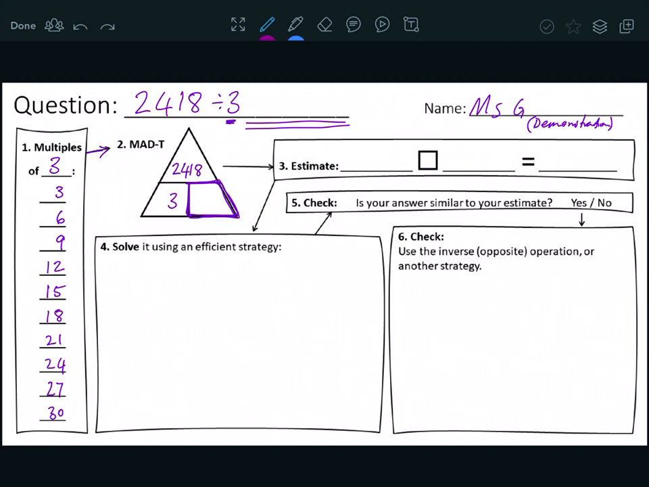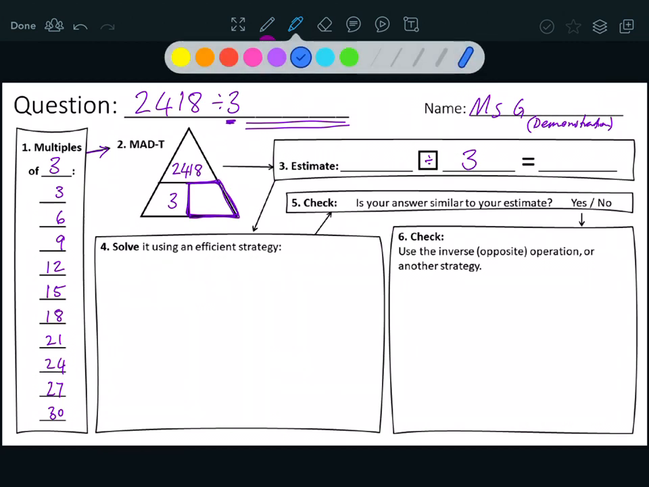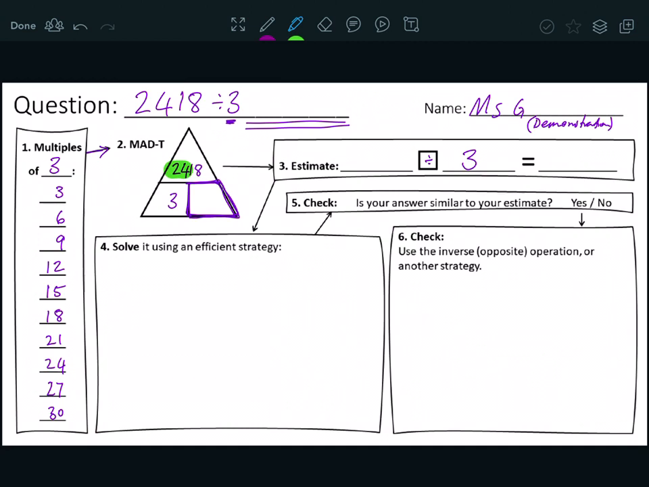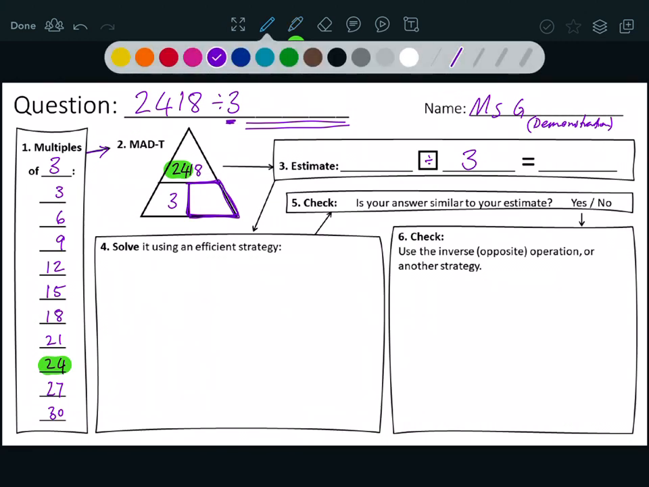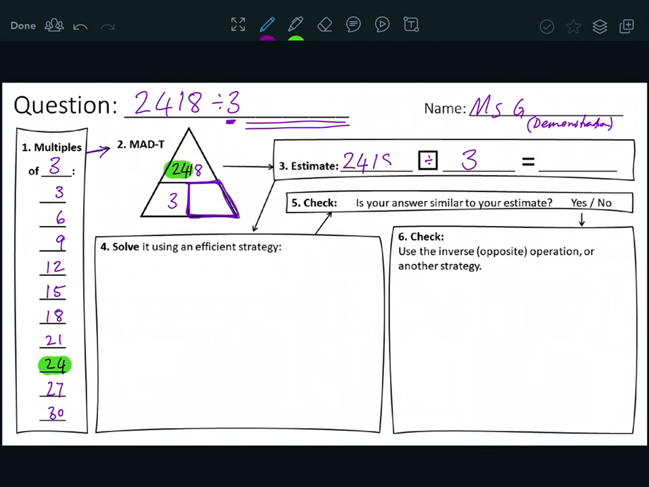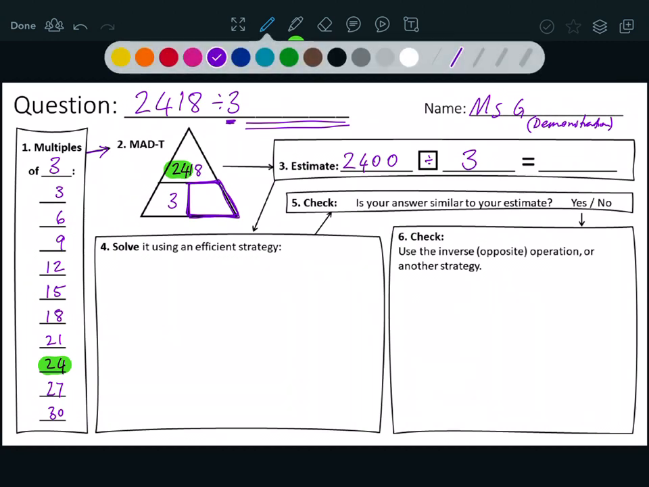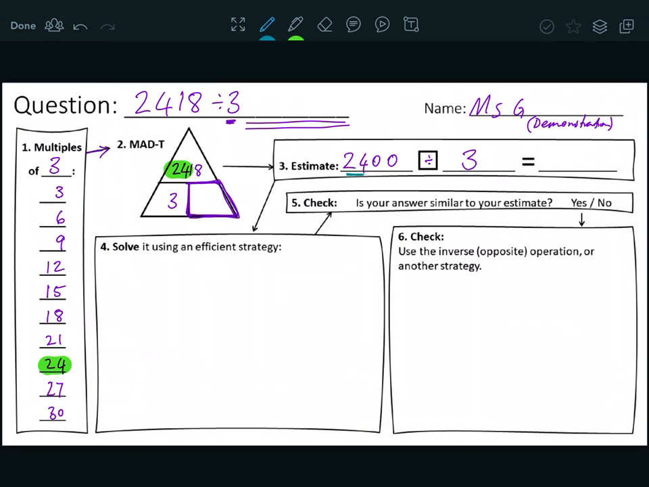How can I round 2,418 to a friendly number that I can divide by 3? I can use what I know about my number facts, and I know that 24 is a multiple of 3. So I'm going to round 2,418 to 2,400, and that's a fact that I can do easily to do my estimate.